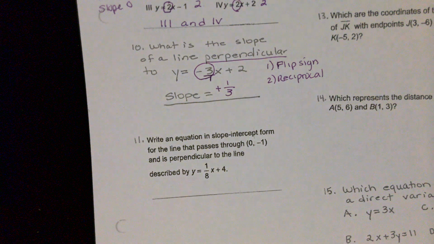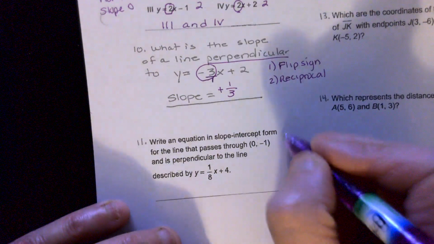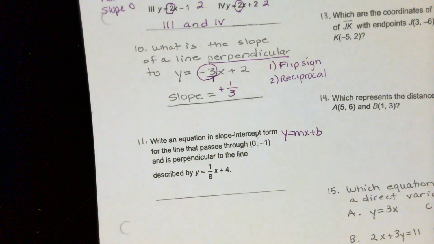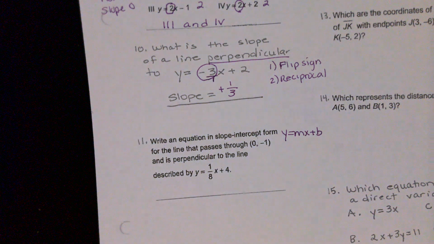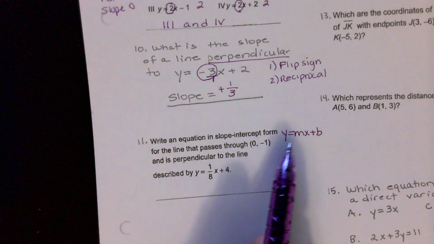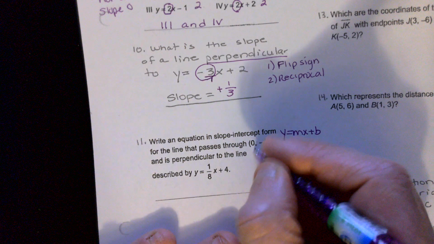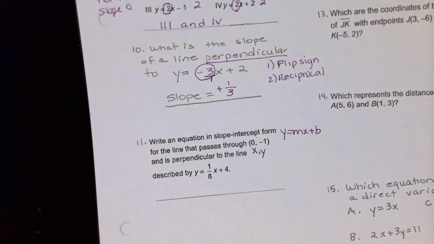Number 11, write an equation in slope-intercept form. As soon as they tell me that, I want to write that down so I have where I'm heading in my head, because it's telling me right there to write an equation in this form for a line that passes through this point. When they give me a point, I know they've given me an x and a y.